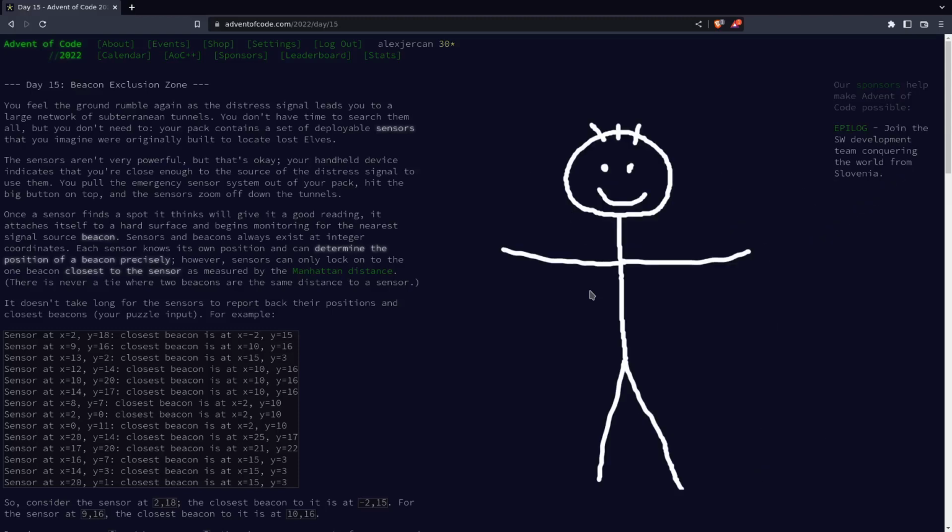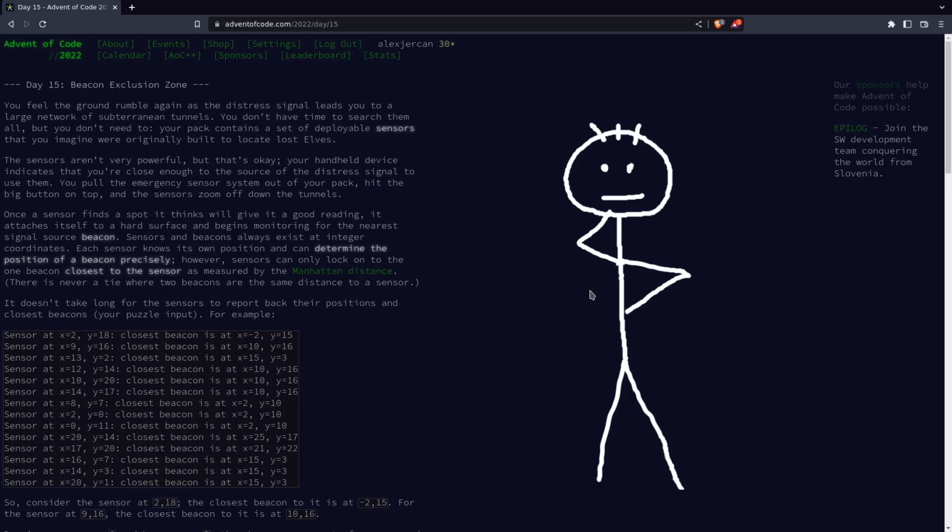Alright, you guys. So for the 15th day, we have to solve some sort of intervals problem again. This time we reach a cave system and it's not mapped, so we have to try and see where each tunnel goes to try to find the elves that sent the distress signal.